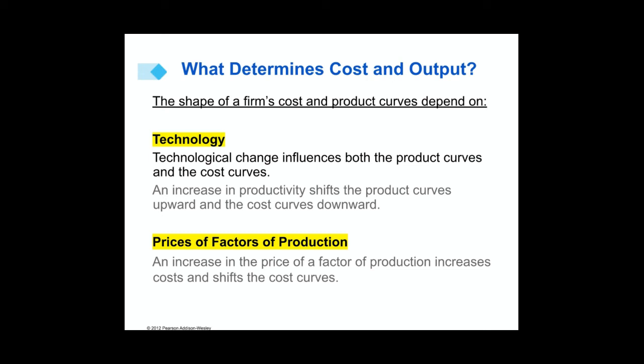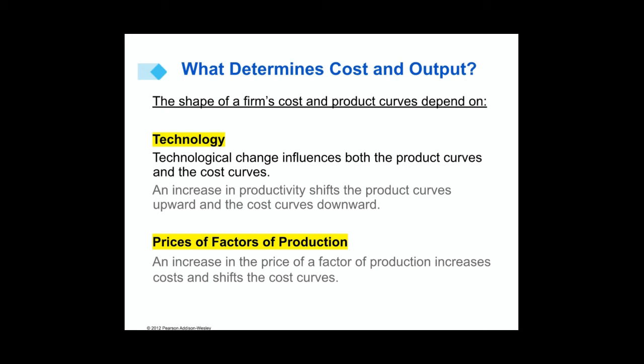Technologies determine how much output they're able to produce, and when you have new technologies that are available, the firm becomes more productive, and the product curves will shift outward, meaning they'll produce more product, and the cost curves will shift downward, meaning their costs go down.